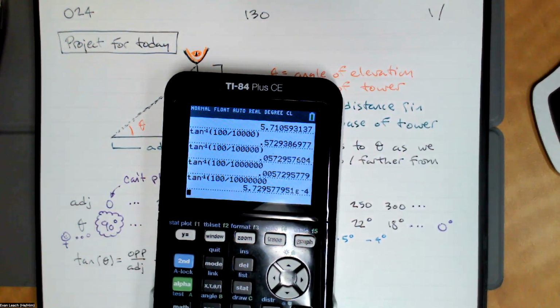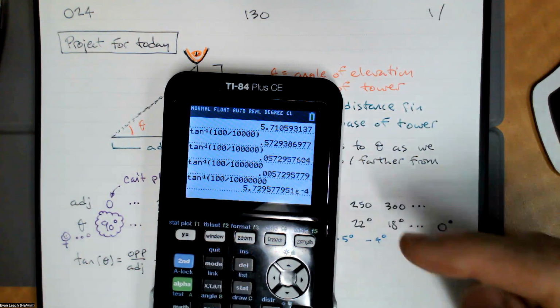So as we keep moving away by a factor of 10, we drop our angle down by approximately a factor of 10. It looks like we're going down by a factor of 10. We're far enough away that it's almost linear at this point. At a certain point, the calculator is going to run out of digits, but we're pretty far from that.